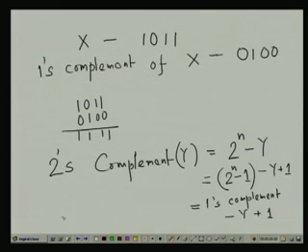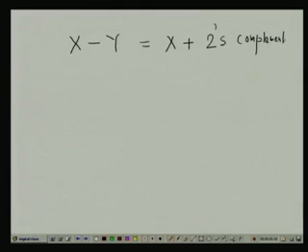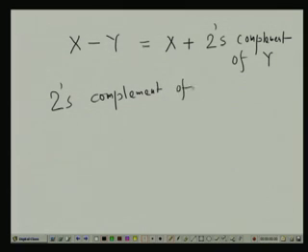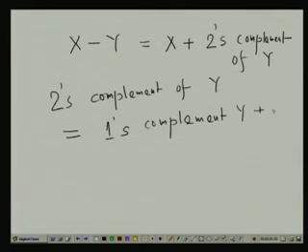So, what we can do is, if I now want to compute x minus y, it will be x plus 2's complement of y, and what we have defined is that the 2's complement of y is 1's complement of y plus 1, and the overflow is neglected.